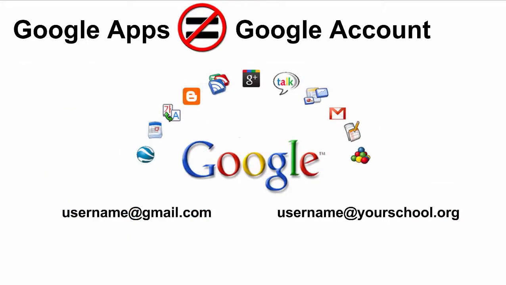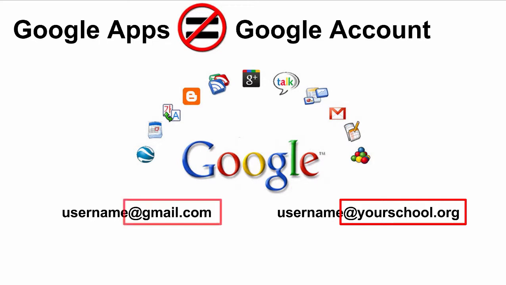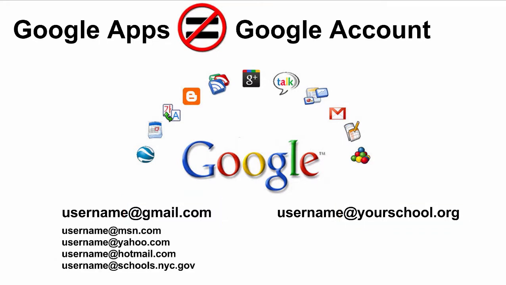Another key difference between the two types of accounts is that Google Apps accounts are branded with a domain name, so your school provisioned Google Apps account ends in something like @yourschool.org, while your personal Google account ends in @gmail.com. It is also important to note here that commercial Google accounts can also be linked to any non-gmail.com email address, like msn.com, yahoo.com, hotmail.com, or even a schools.nyc.gov address. When these email addresses are linked to Google, the user gains access to commercial Google products like Google Drive using their non-Google email address.